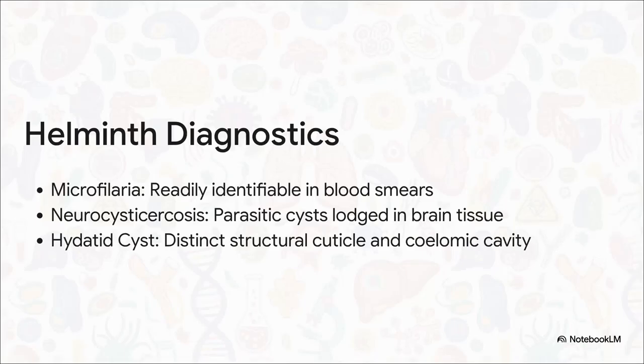Rounding out our parasites, let's talk helminths. These bullet points are the core diagnostic findings you just have to know. Microfilaria? They're readily identifiable, floating right there in a blood smear analysis. Neurocysticercosis? You diagnose that by locating parasitic cysts lodged directly in the brain tissue. And a hydatid cyst is instantly recognized by its distinct structural cuticle and inner coelomic cavity.